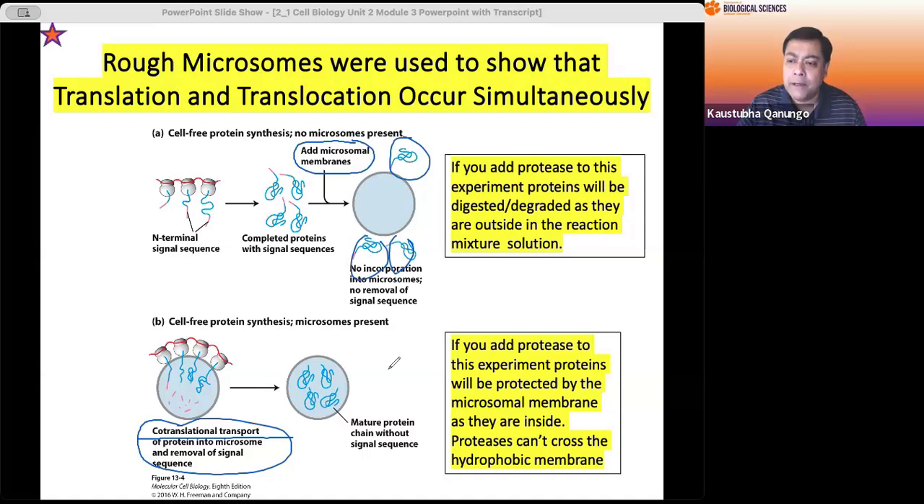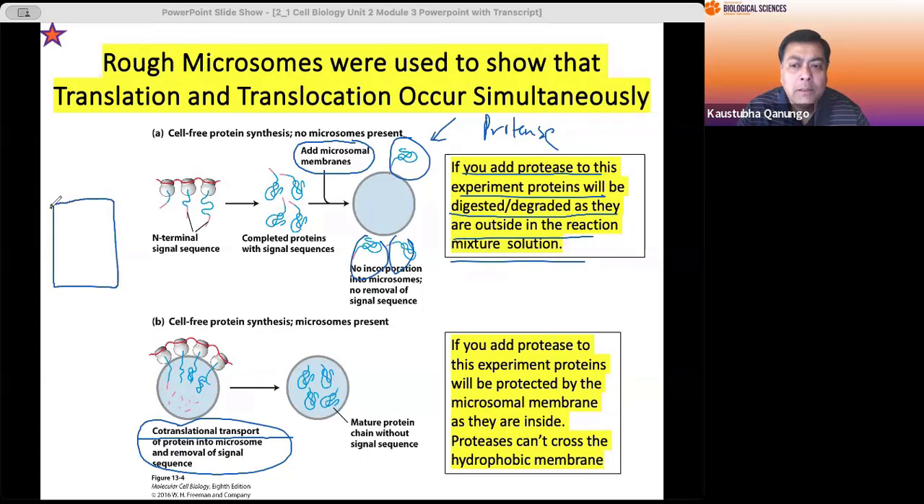Now, if you add protease to this experiment, number 1A, the proteins will be digested and degraded as they are outside, in the reaction mixture. So you add protease and then run a gel, and you are not going to get any protein. Here, this is no microsome present, and this is microsome present. Everything is degraded. You just get some radioactivity at the very bottom, and these are all radioactively labeled.